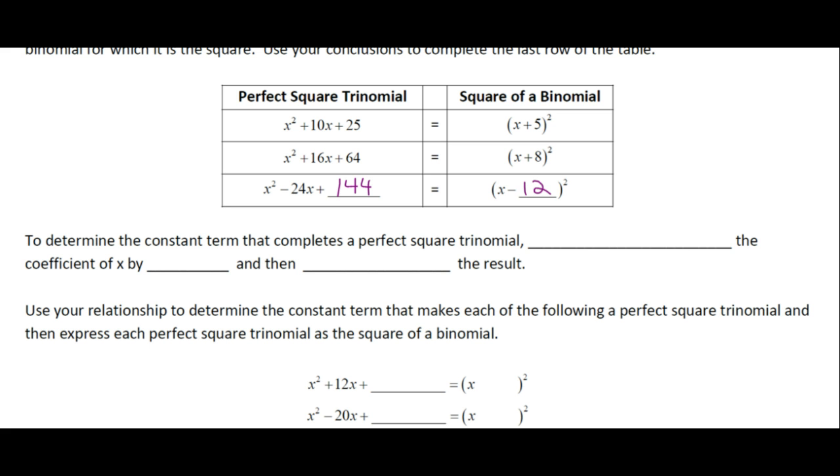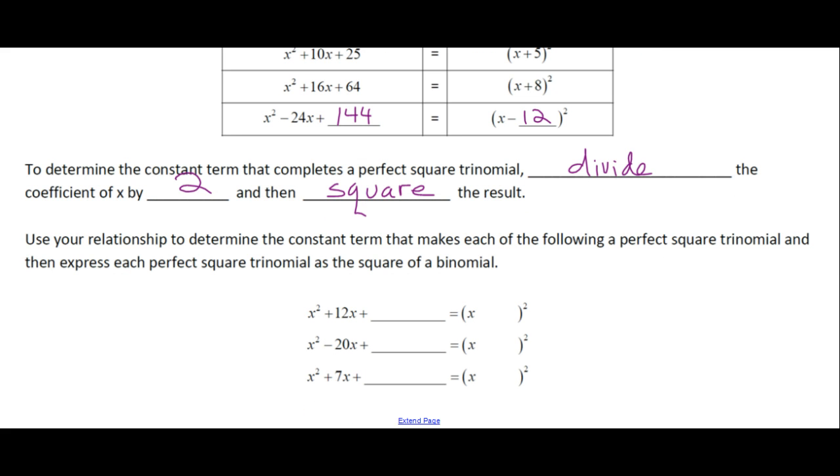Okay? So to determine the constant term that completes a perfect square trinomial, we blank the coefficient of x by blank, and then blank the result. So we divide the coefficient of x by 2, and then square the result. Use your relationship to determine the constant term that makes each of the following a perfect square trinomial, and then express as the square of a binomial. Go. Use fractions, fractions, right? Not decimals. If need be, fractions.